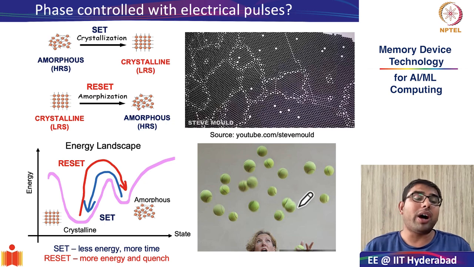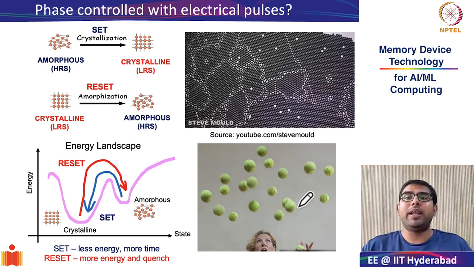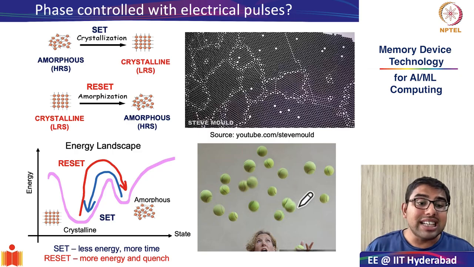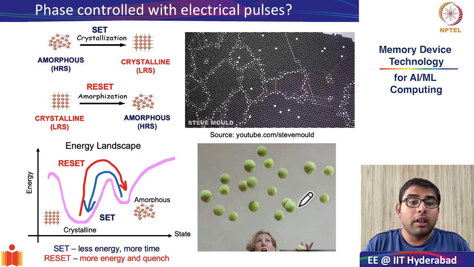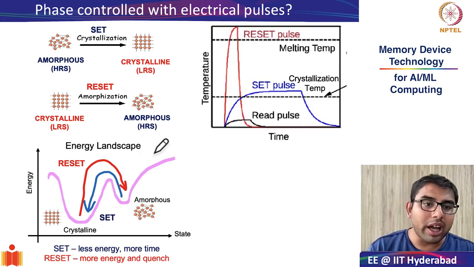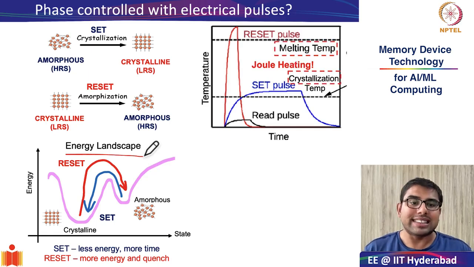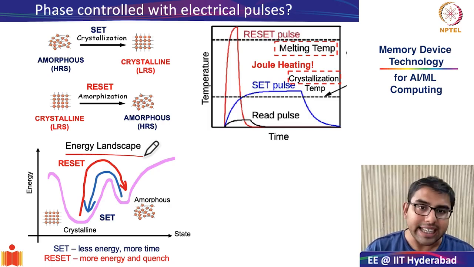So the set process requires you to give less energy, but for a longer period of time, whereas your reset requires you to give more energy and then immediately quench it. Now, with this understanding, from the energy landscape diagram, let us see how using Joule heating, this energy is given to a phase change memory in both set and reset cycles.